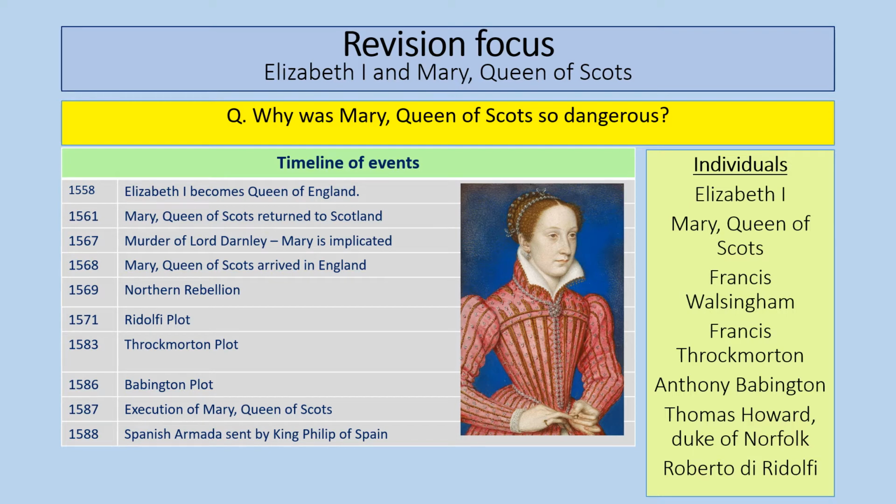If you have a look at this timeline of key events, the crucial date is in 1568 when Mary Queen of Scots arrives in England, and she arrives in England under the midst of great scandal. Mary is implicated in the murder of her second husband, Lord Darnley, and it's due to this that the Scottish nobles organise and basically force her to abdicate her throne in favour of her son, James, who will eventually become James I of England.